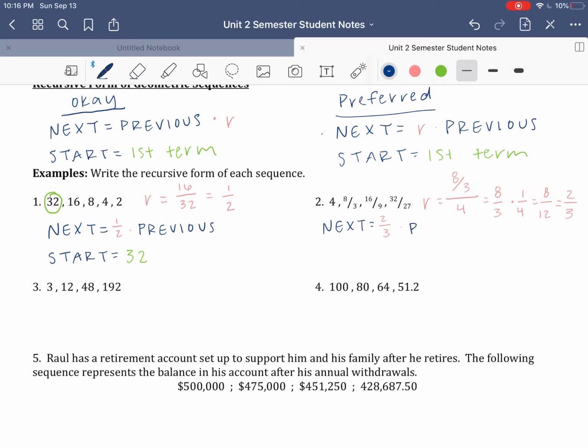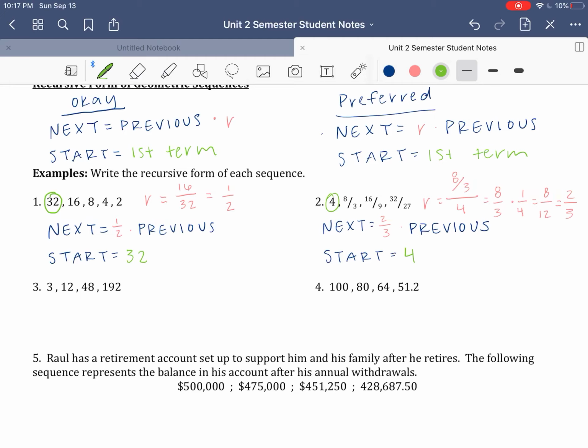And just like when we write 2x, for example, we don't put the times symbol in between. You actually don't need the times symbol there, but I tend to write it. And then we say start, and this one started at 4.